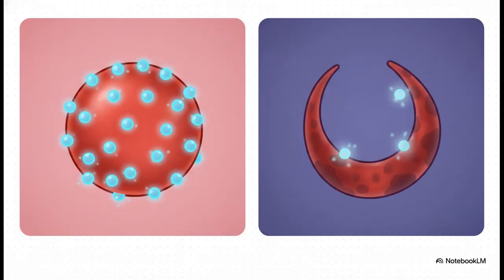And this isn't just about looks. Form dictates function, right? Those smooth, round cells are amazing at their job of carrying oxygen. But the sickled cells, they are terrible at it. They're poor oxygen carriers, which means a person with the disease is always at risk of hypoxia, a dangerous lack of oxygen getting to their tissues.